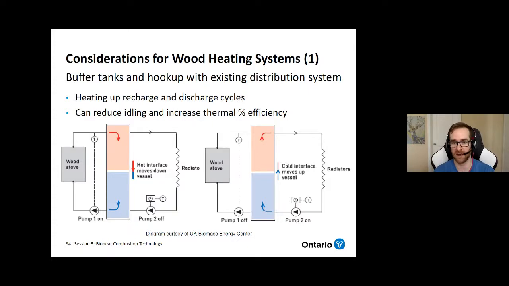You'd have essentially the buffer tank in the middle, and the wood boiler would be recharging this thermal battery, if you want.